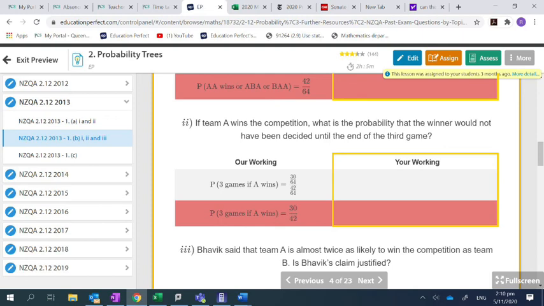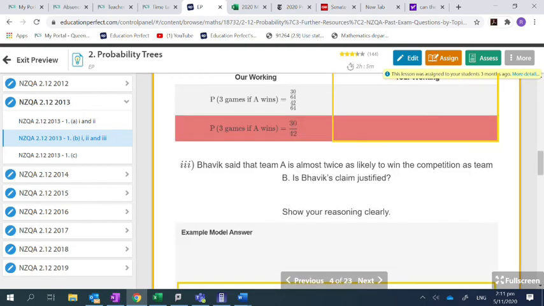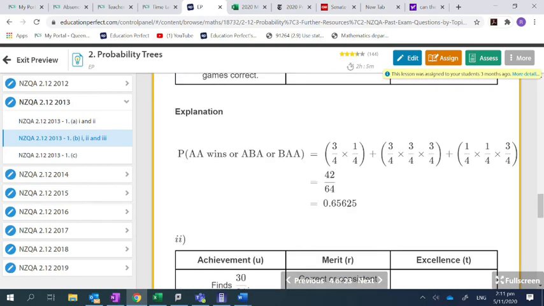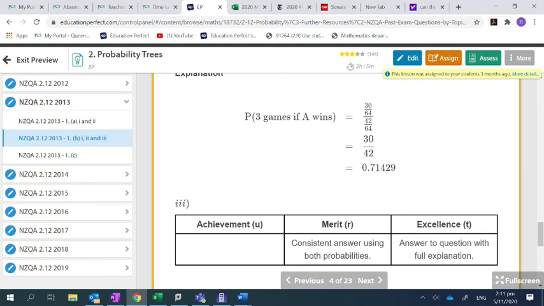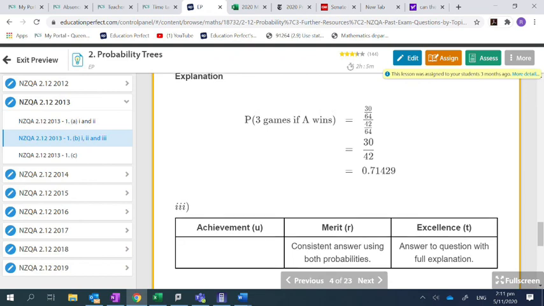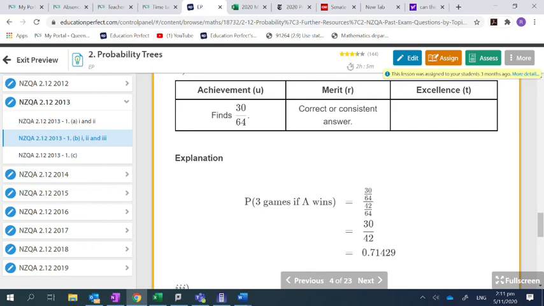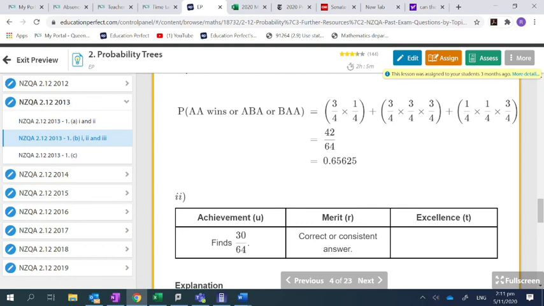Now, if A wins the competition, what's the probability the winner would not be decided until the end of the third game? So what you're doing is you're comparing the probability if A wins to the probability if B wins. We'll look at the working on that one real quickly. Right? So, probability that A wins two wins from A. Probability that ABA wins. So there's three things to multiply there. Or BAA gives you another third. Okay? If you find that, that's a merit. When you're comparing those two probabilities, you already have the probability of that thing happening. You just found that 30 over 64. Then the 42 over 64 is when they just played the two games.